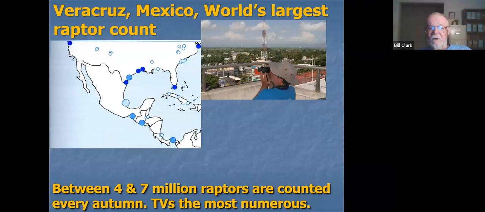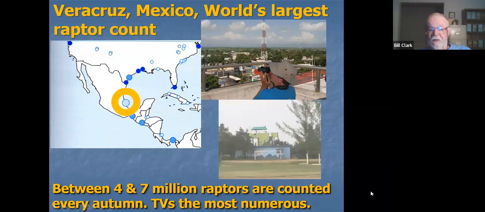Veracruz in Mexico has one of the world's largest raptor counts, and every year between 4 and 7 million raptors are counted. And out of those, TVs, turkey vultures, are the most numerous. Now, the count is done in 2 places. One of them is atop a hotel, the Hotel Bienvenido in Cardel, which is north of the city of Veracruz, about 20 kilometers, 12 miles or so.